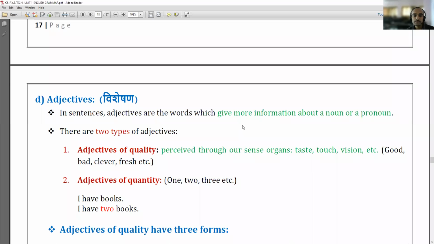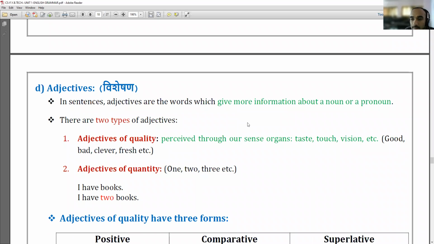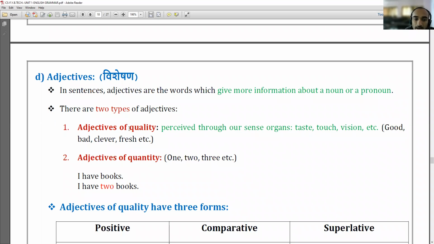Adjectives mean what? The words which give more information about a noun or pronoun. An adjective is a word which gives more information about a noun or pronoun. And we can see that there are two types of adjectives. First is adjective of quality, in Marathi we call it गुणविशेषण. And the second type of adjective is adjective of quantity.